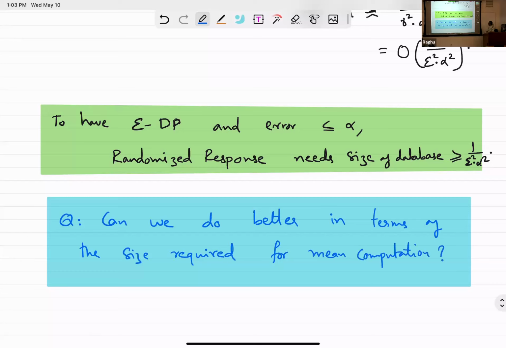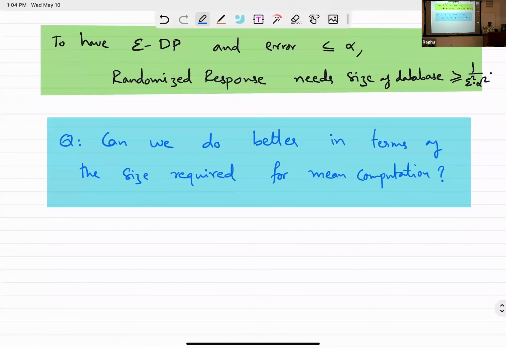Is randomized response the best, or can we do better than this 1 over epsilon squared alpha squared? Is there a better mechanism than that? And remember, this is all just for computing the mean, which you always take for granted, right? You just average things out. But even that, there's a nice question that's left open, which is: is this the best possible? Any questions about this?